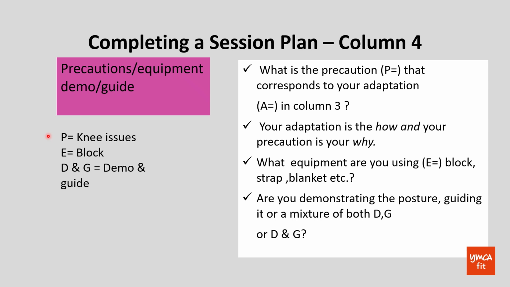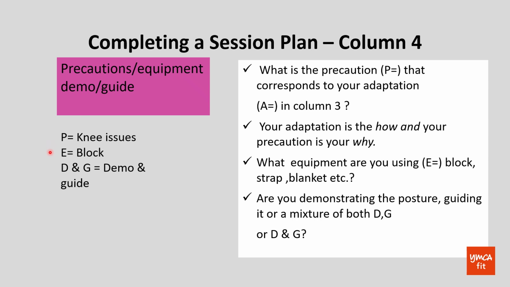So when it asks for the precaution in the 4th column, that's really the why. You know, why are we saying to somebody, instead of having your ankles crossed, you can have your legs straight? What sort of people might need to do that? So the P in the 4th column has a relationship with the A in the 3rd. So we'd say to somebody, if you can't cross your ankles, have your legs extended. If you have, for instance, say, knee issues.